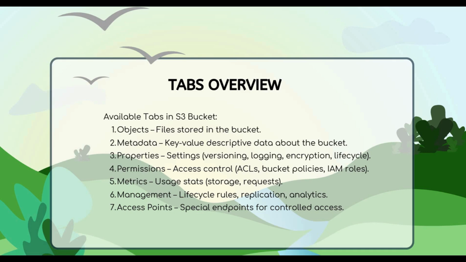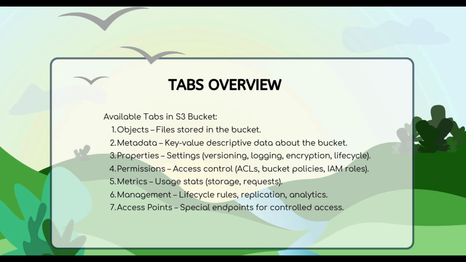When we open our bucket in Amazon S3, the top menu shows 7 key tabs, each with a specific purpose for managing our data. The first one is Objects. This is the main workplace. It is where we store, view and organize the actual files inside the bucket. Think of it as the contents section.